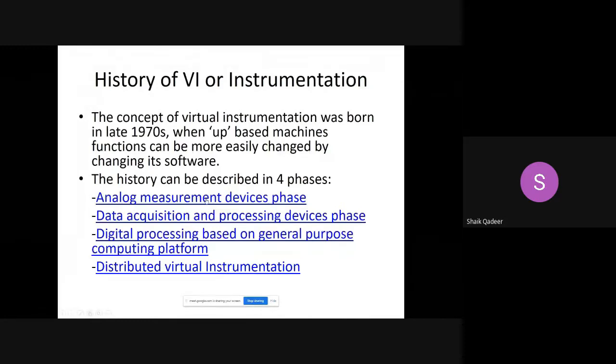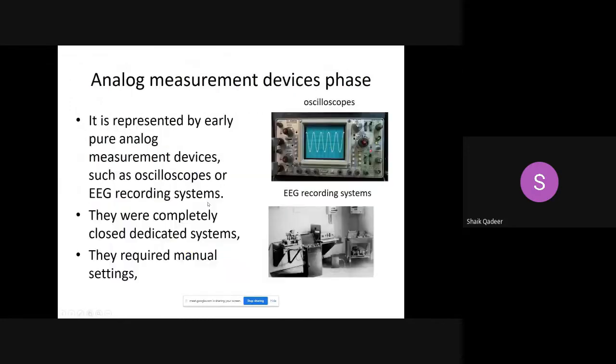Now I'm going to the detail of this space, analog measurement devices space. So this is analog measurement device. Hope you are understanding. Are you following me?